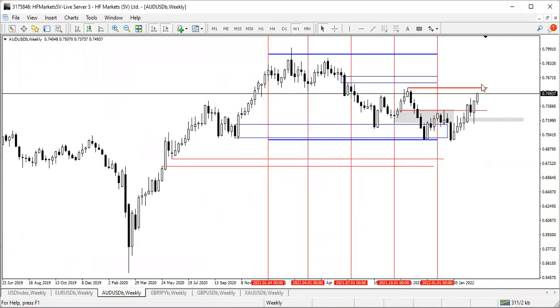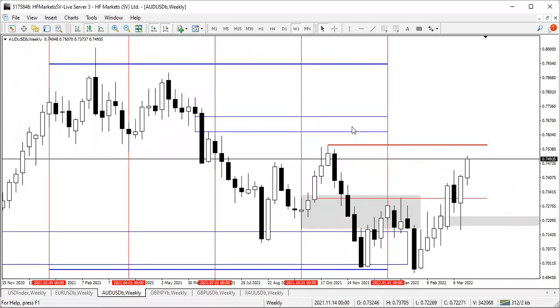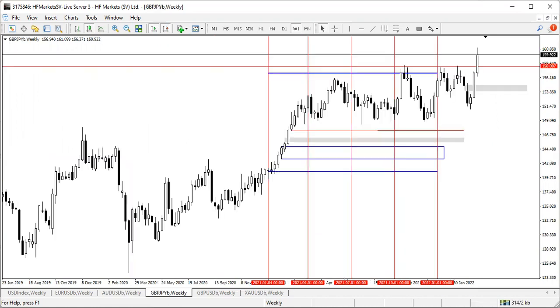AU on its way to target. I think I shared this weekly chart back when we were trading somewhere down here. I think it was the close of this week. And at the time, that chart had the annotation which said that if we don't close below here, then 0.76 looks likely. So that's a nice 200 pip move so far.